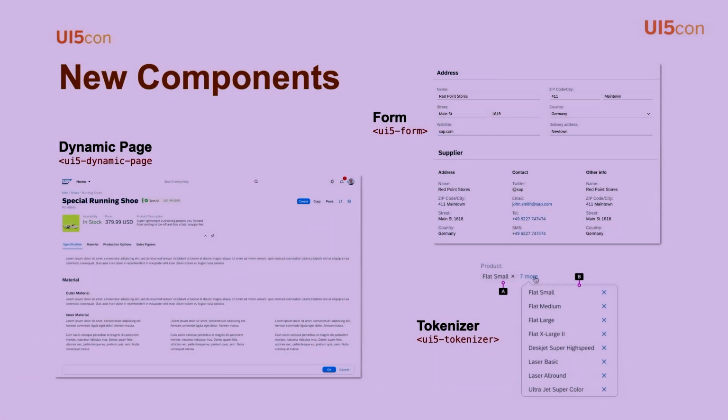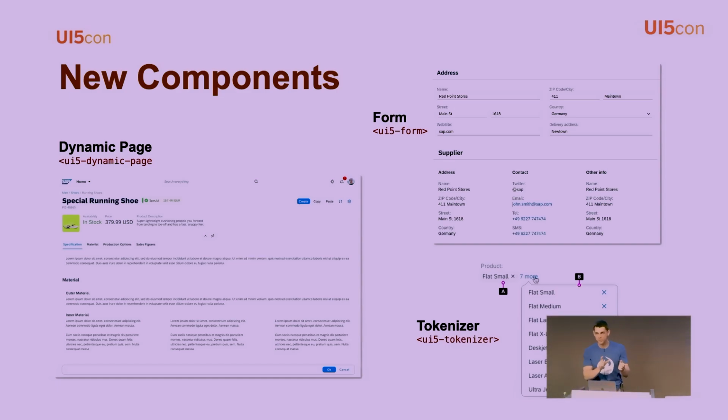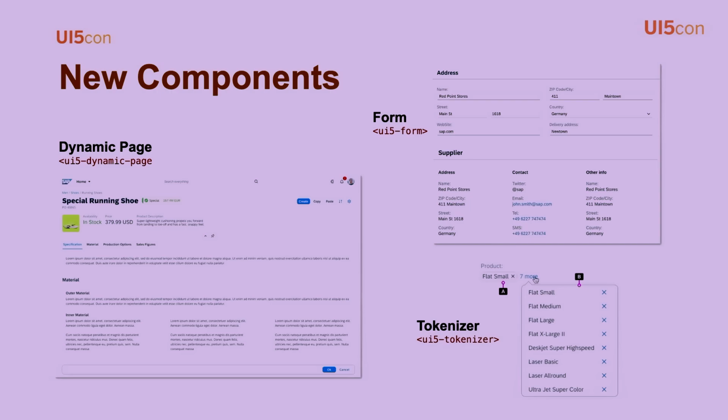Then we've added a form, which is a layout component, a pretty common one, that arranges labels and textual inputs in key value pairs, displayed in a specific number of columns with a complex responsive behavior. And we also have a tokenizer component, which is a container for tokens with overflow behavior, which is built in. When the tokens do not fit the available space, they will be shown in a popover. I'll show them later on to see them in action.